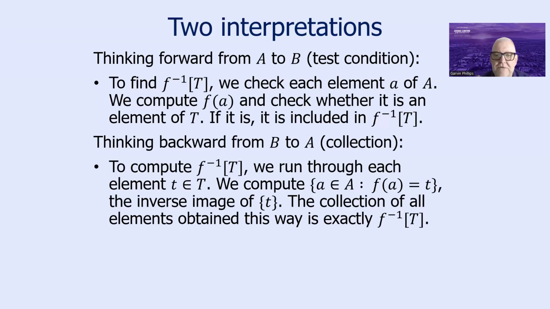So for our f inverse of t, we run through each element of t and compute whether there is an f of A equal to it. The inverse image of the set t, this collection of all elements obtained this way, is exactly f inverse of capital T. I'm making these distinctions because you'll see it in the question.